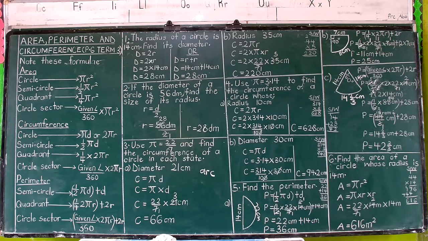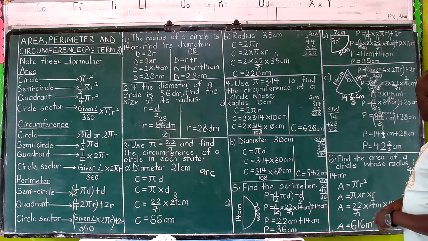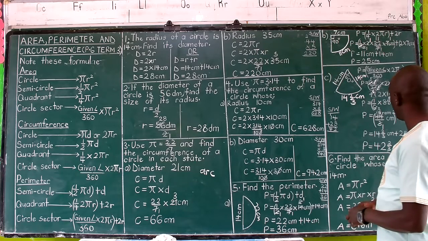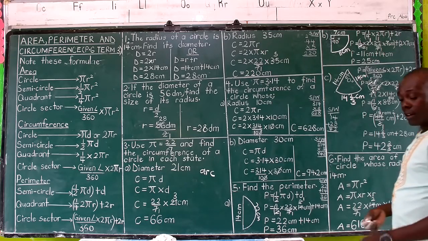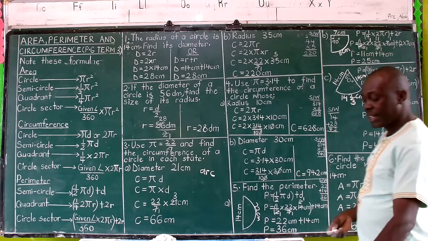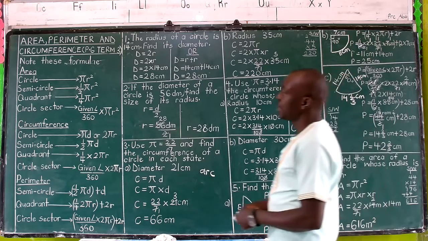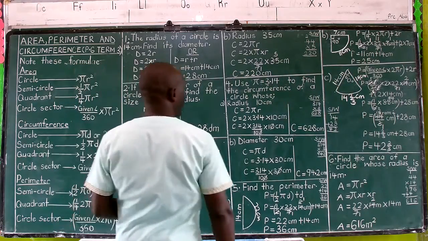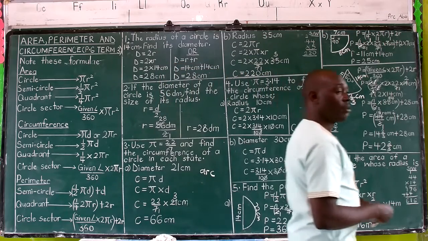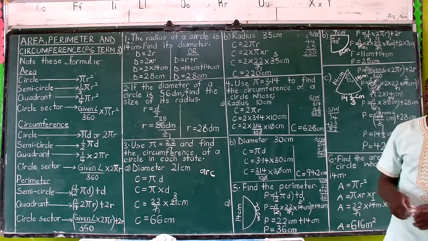As we look at the last example for this particular episode, it reads, find the area of a circle whose radius is 14 centimeters. For the area, whether given diameter or radius, you must use radius. And the formula will never change. Area of a circle is pi r squared, where r means radius. Whether you like it or not, please you must use radius.